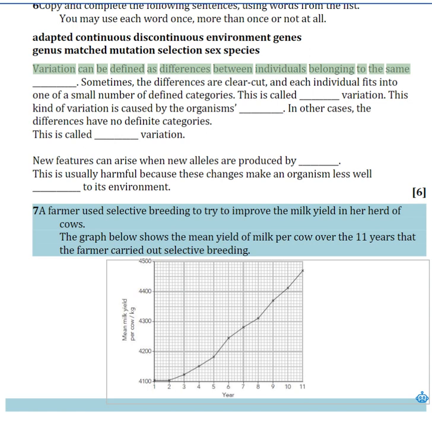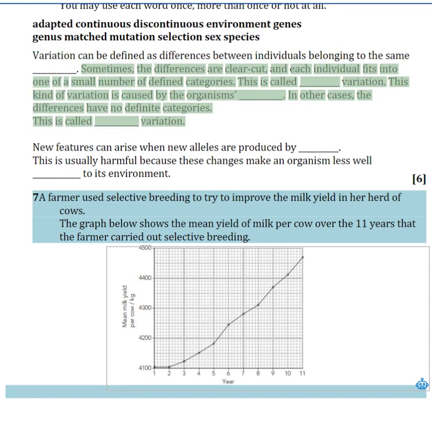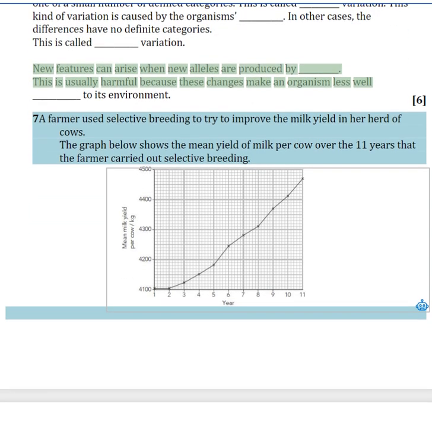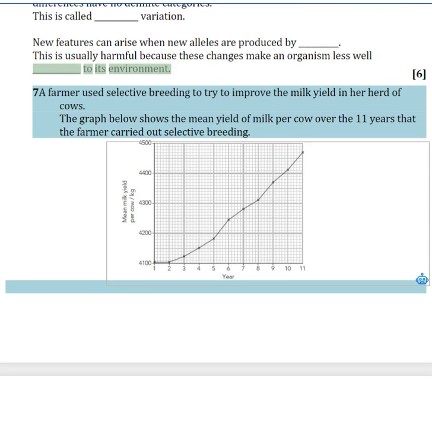Variation can be defined as differences between individuals belonging to the same. Sometimes, the differences are clear-cut, and each individual fits into one of a small number of defined categories. This is called variation. This kind of variation is caused by the organisms'. In other cases, the differences have no definite categories. This is called variation. New features can arise when new alleles are produced by. This is usually harmful because these changes make an organism less well to its environment.